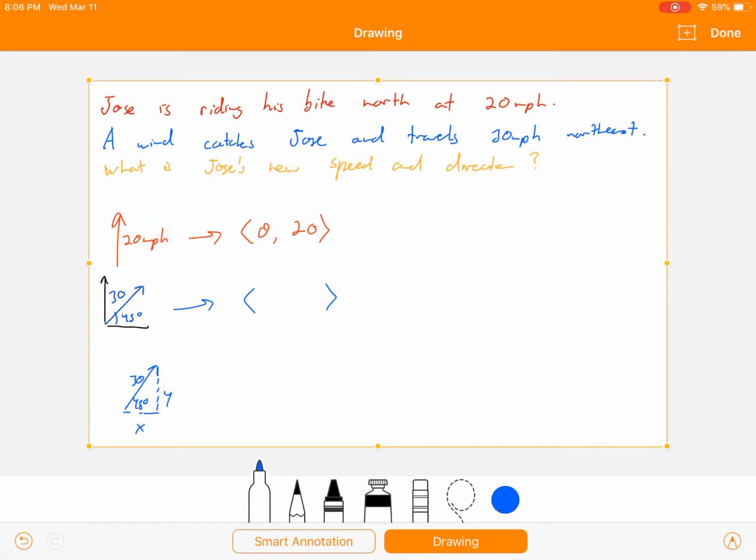If we want to find x, that's an adjacent side, and we know the hypotenuse. Hopefully when you think of adjacent and hypotenuse, you think of cosine. So cosine of 45 degrees is equal to x over 30. To solve for x, we just multiply both sides by 30. So 30 times cosine of 45 degrees equals x. Now we just solve. At this point, you just put this into a calculator. So let me quickly do that. Almost there.